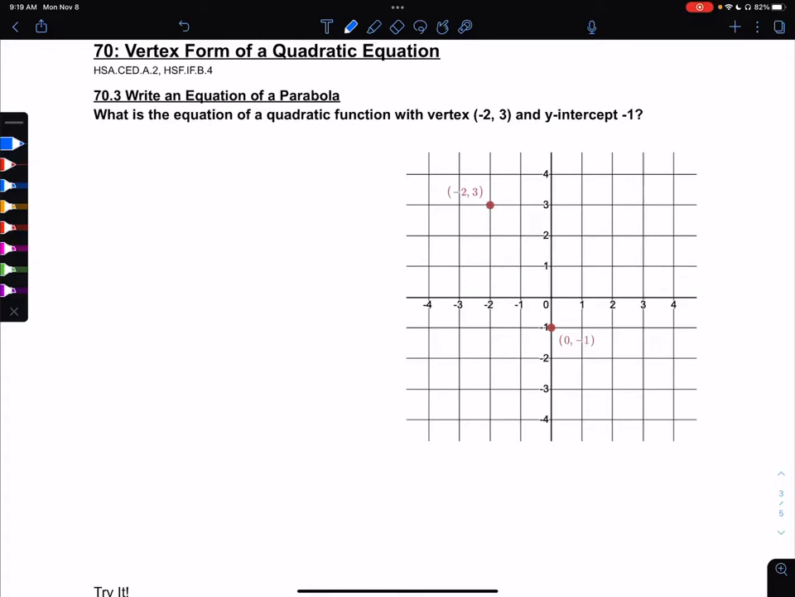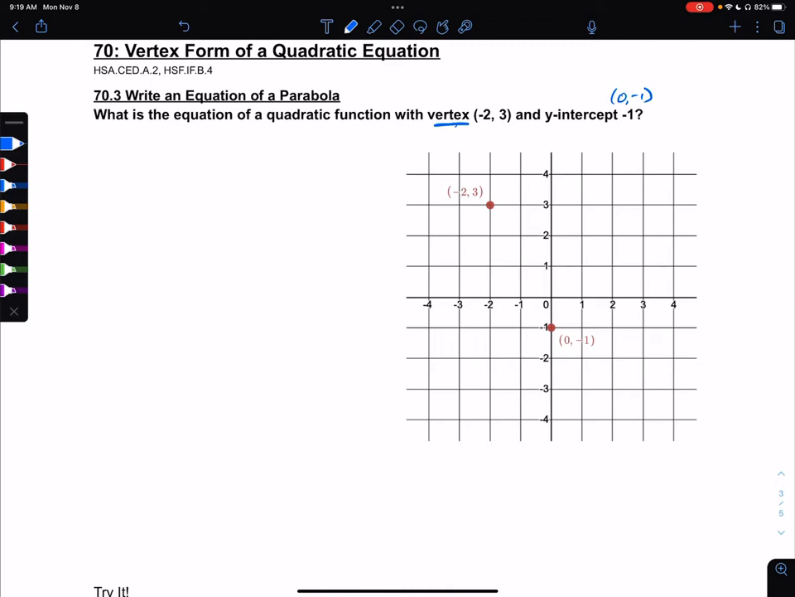Here we're going to look at topic 70, example 3, write an equation of a parabola. So the question: what is the equation of a quadratic function with vertex (-2, 3) and y-intercept -1? In these types of problems, there are two things they're going to give you. They'll give you the vertex and then they'll give you a second point. In this case, it's the y-intercept. So remember, the y-intercept would be (0, -1).